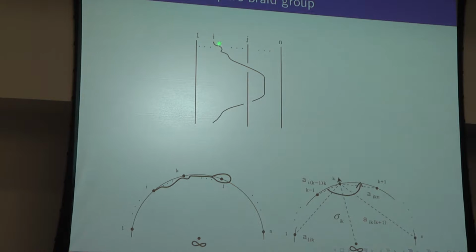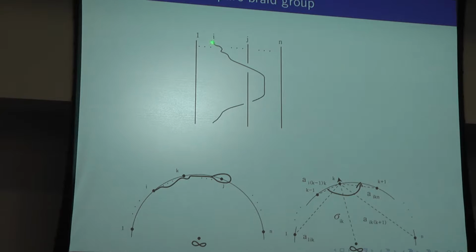This is the standard generator of the pure braid group, and we just have to calculate the situation when one point goes around the other point. For example, point number i goes around point number j. For me, it's convenient to put the infinity here in the center and all points on this half circle. So if I were interested only in classical Artin generators, I would get this picture.